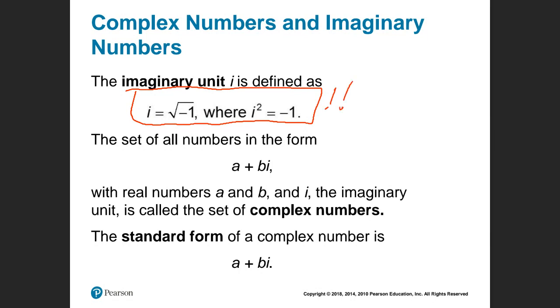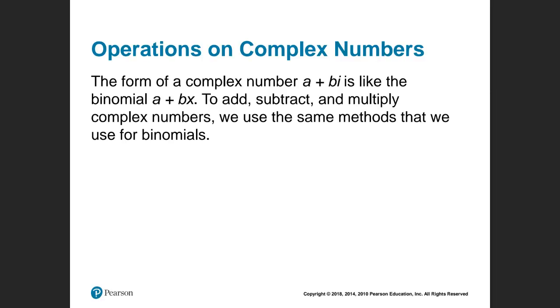Okay, the set of all numbers in the form a plus bi, with real numbers a and b and i the imaginary unit, is called the set of complex numbers. So the standard form of a complex number is a plus bi. The form of a complex number a plus bi is like the binomial a plus bx. To add, subtract, and multiply complex numbers, we use the same methods that we use for binomials.